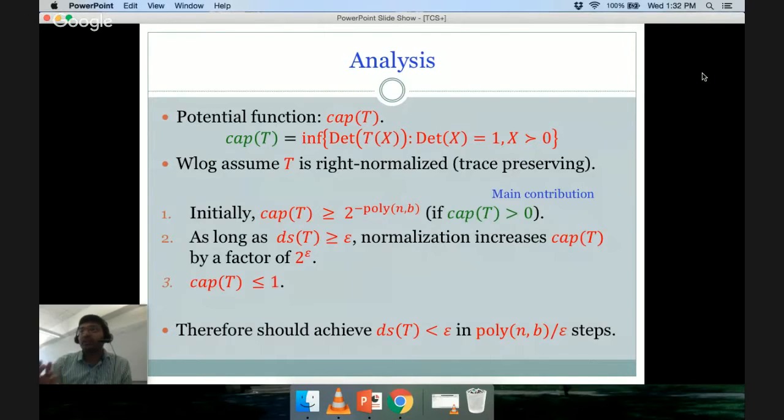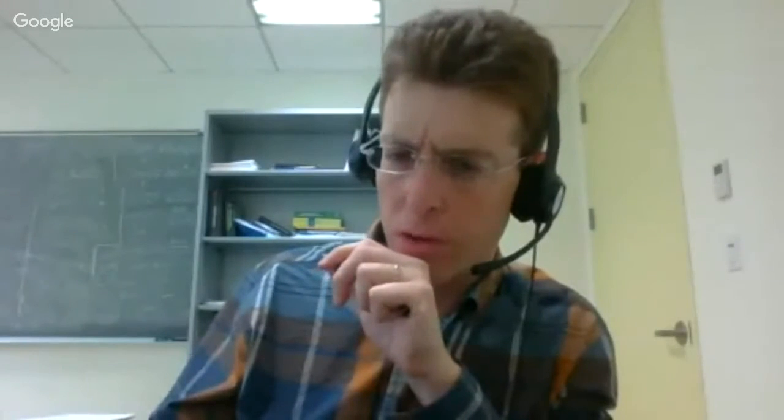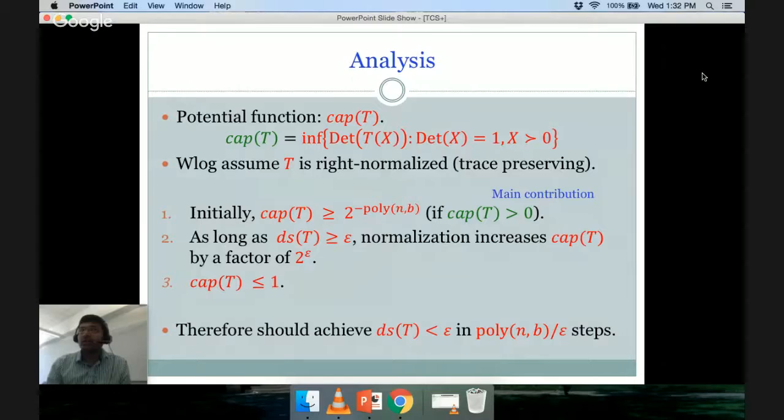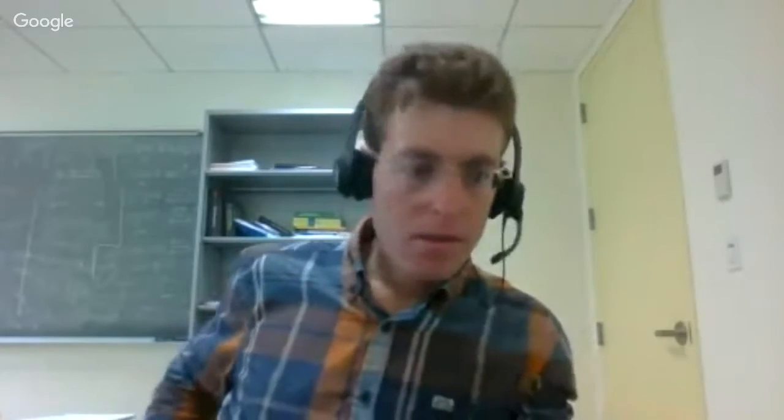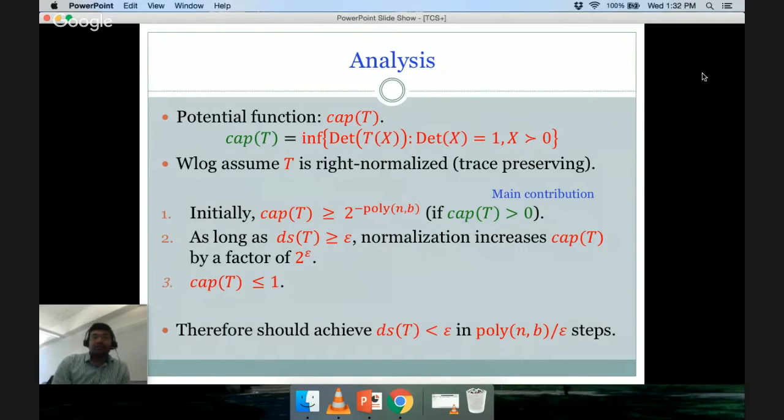In fact, given A, the matrices A1 to AM would be n squared matrices where you zero out all the entries except the ij-th entry. For all of them, maybe you want the square root on that entry, right? Yeah, maybe the square root on the entry. Yes. Yeah, I see. Okay, thanks. So this is the analysis of the algorithm. The main contribution is proving this lower bound on the capacity.